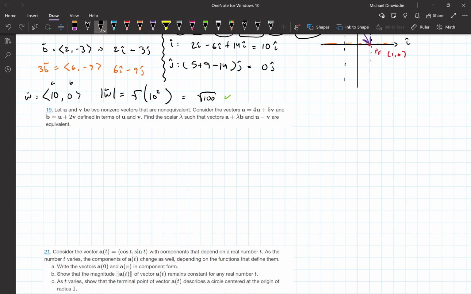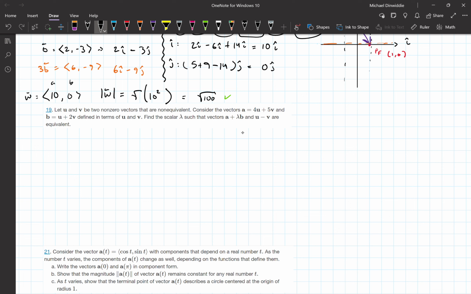And then we're going to try and find a scalar, lambda. Don't let that scare you. Basically, it's just saying let's find a number such that the vectors a plus this variable lambda b and u minus v are equivalent. So I'm going to give you another 5 seconds. Pause the video if you want to take this on your own, and then we're going to go over it. So starting in 5, 4, 3, 2, 1, and let's go ahead and take a look, guys. So first thing first, let's see.